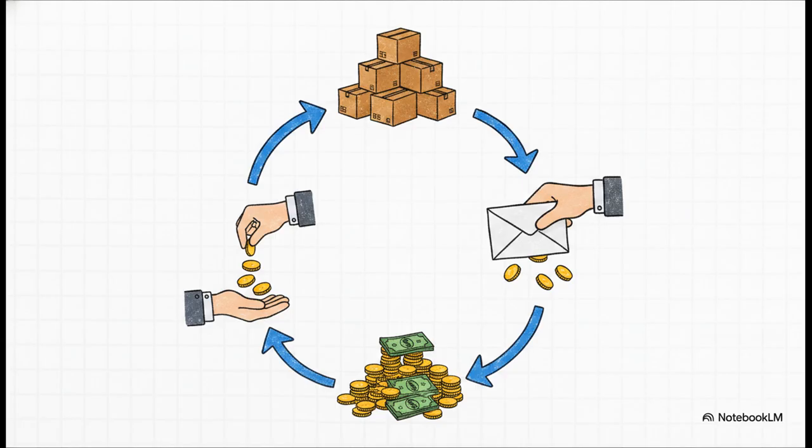Second is accounts receivable. This is the money your customers owe you, but they haven't actually paid yet. Third is cash, obviously the most liquid asset of all, sitting right there in your bank account. And finally, accounts payable, which is the money you owe out to your suppliers. These four elements are constantly moving, constantly interacting, and constantly demanding a financial manager's attention.